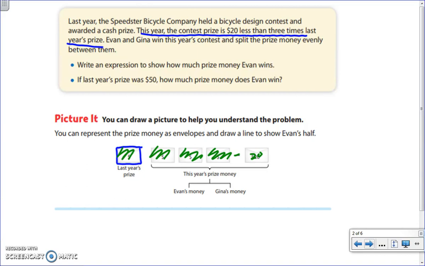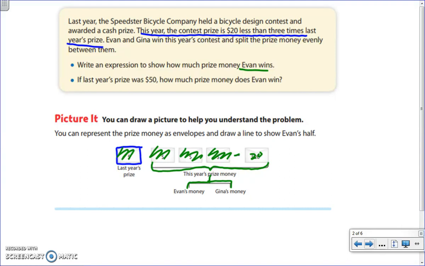Now you can see that they've also made a little indication down here, and this has to do with just Evan's piece of the money because we only want to know what Evan is winning. So we can split that into 2 pieces. Half of it goes to Evan and half of it goes to Gina. That's one way we could illustrate it with a picture, by representing what last year's looks like.